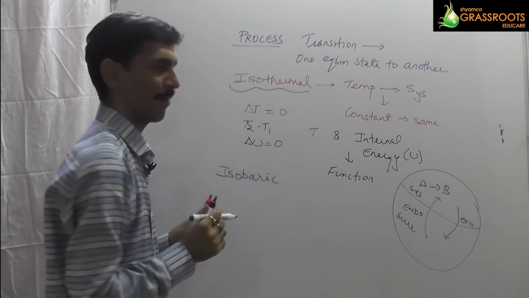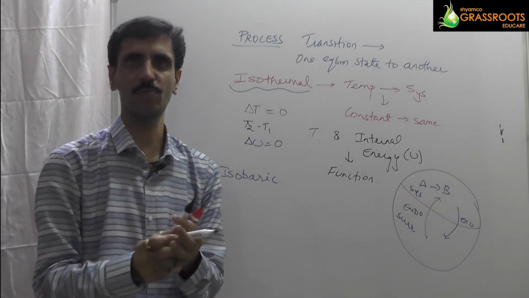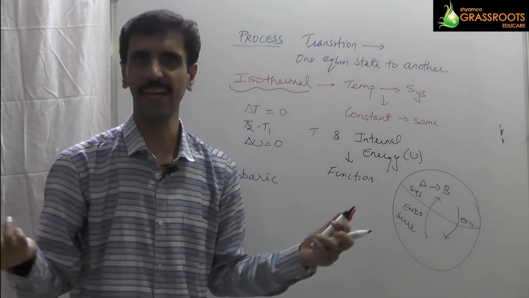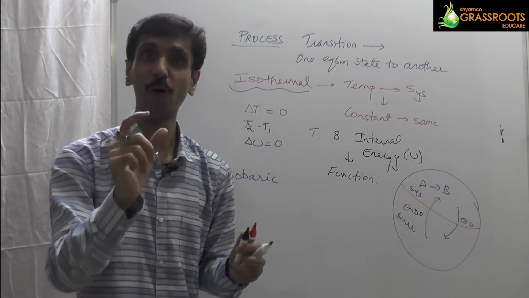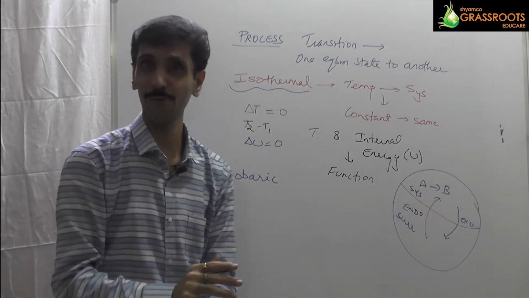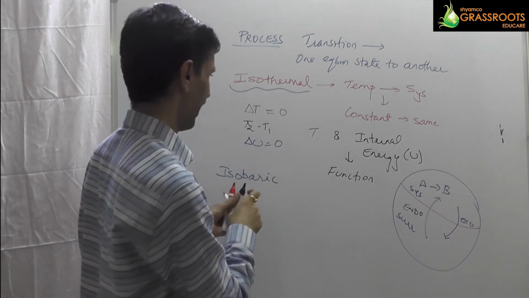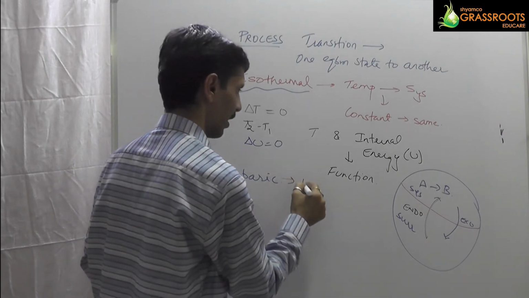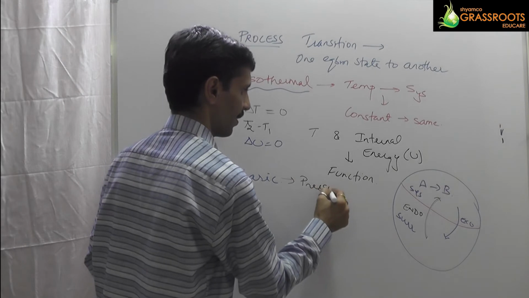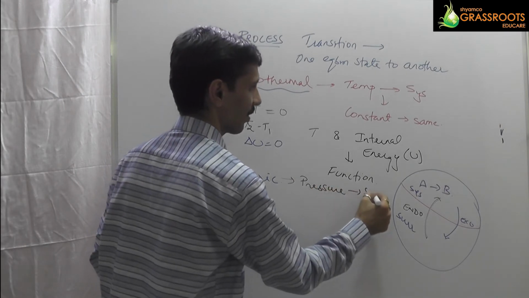Once again, I stress on the fact, try to understand the meaning behind this particular word. Okay, iso means same. Bar, it's a unit of pressure. क्या है वो? It's a unit of pressure. तो समझ में आ गया आप लोग को? And that is, the pressure of the system remains constant.